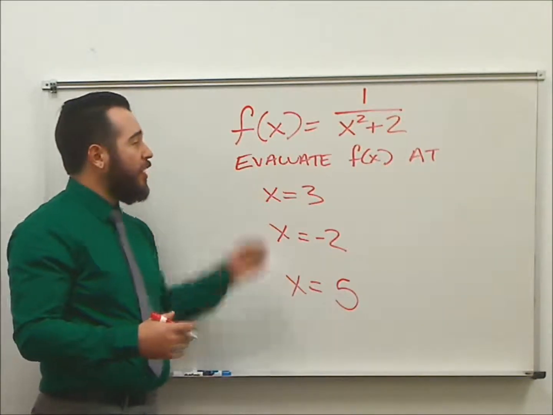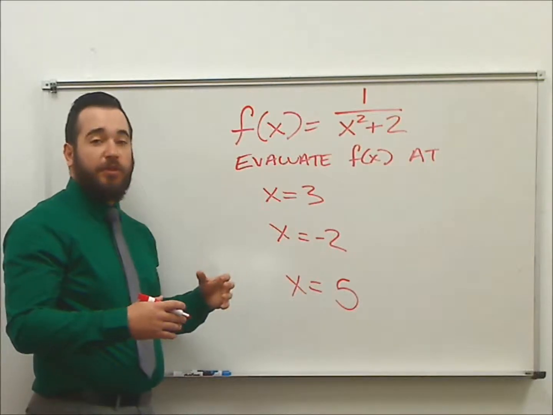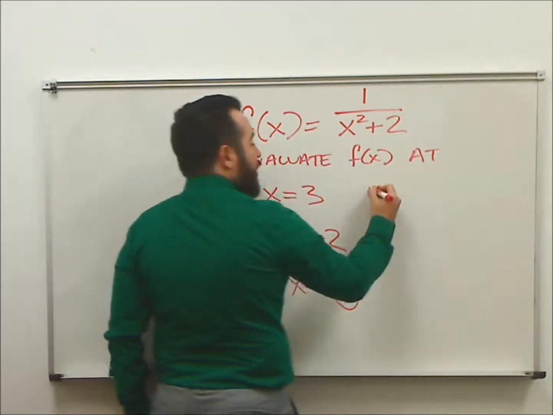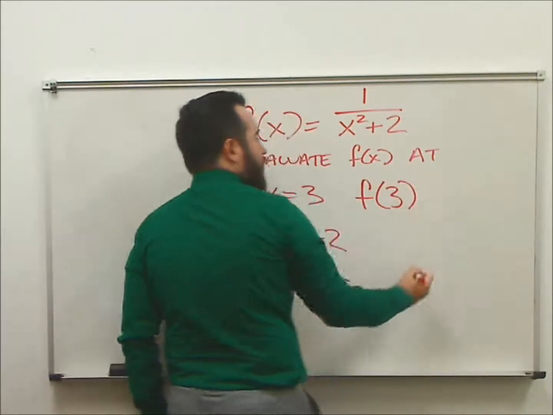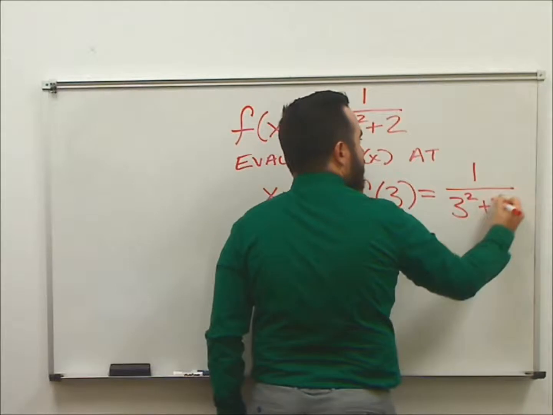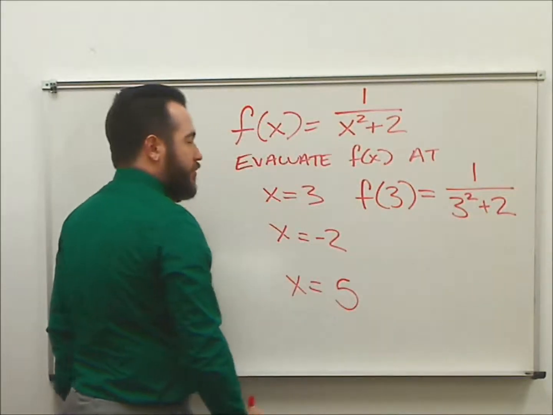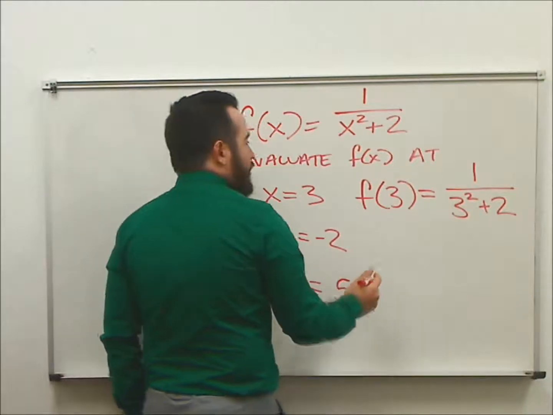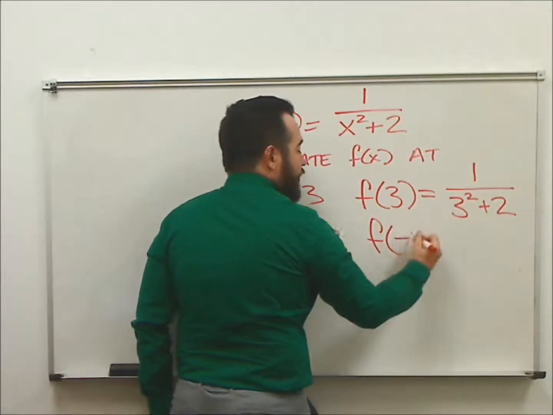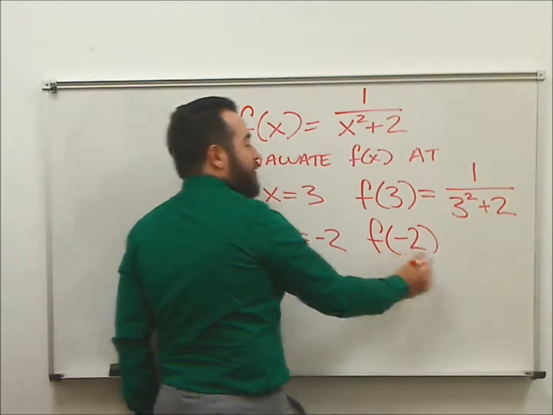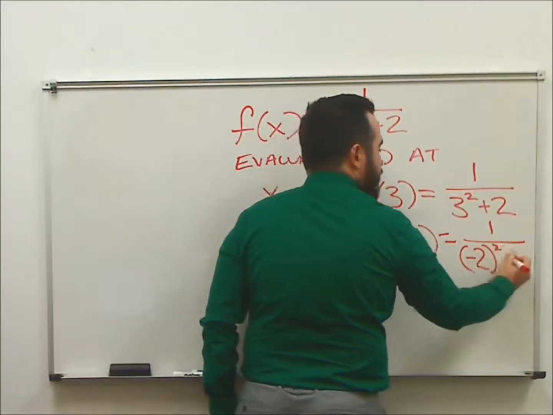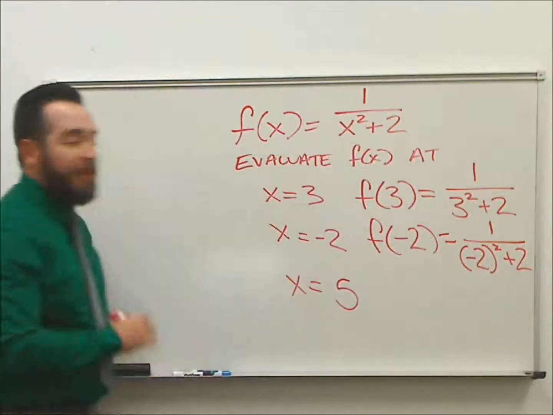complicated. It's not. So when we see evaluate f of x at x equals 3, that means that we plug 3 into this part of the equation. So f of 3 means that we replace everywhere we see an x with a 3. Likewise, if we want to evaluate f of x at x equals negative 2, we figure out what f of negative 2 is. So we plug in negative 2 everywhere we see an x.